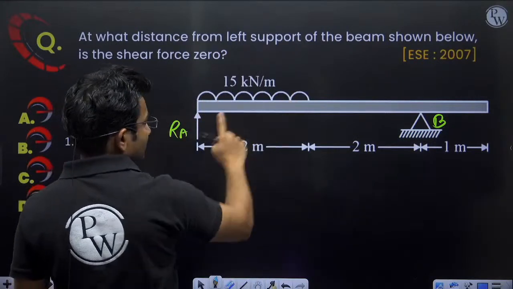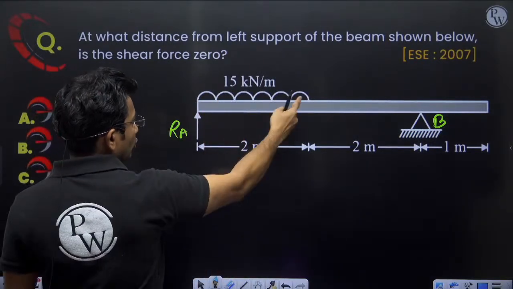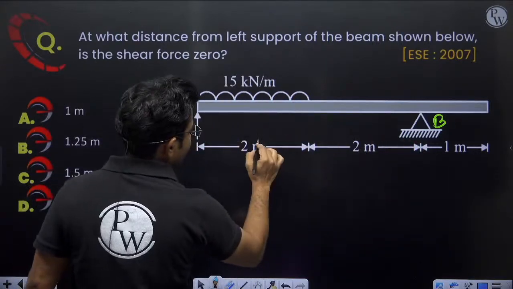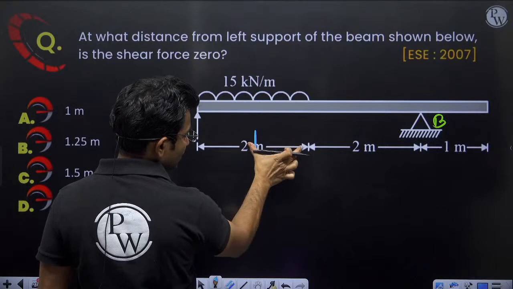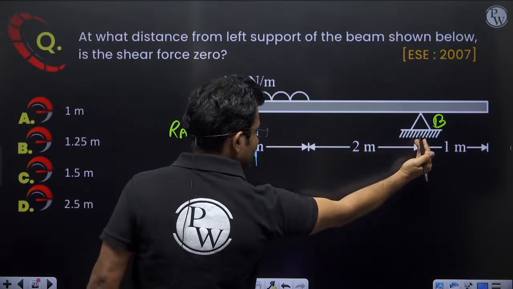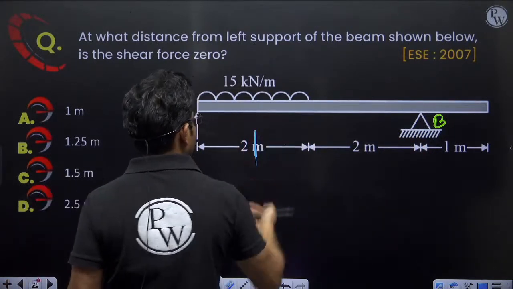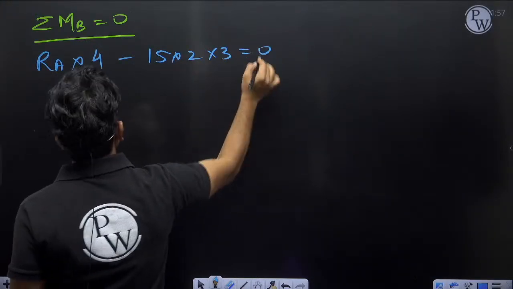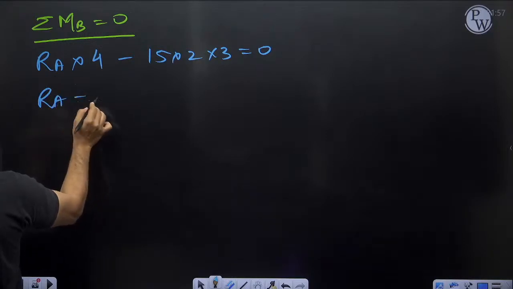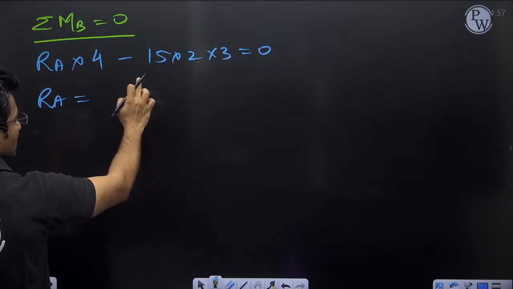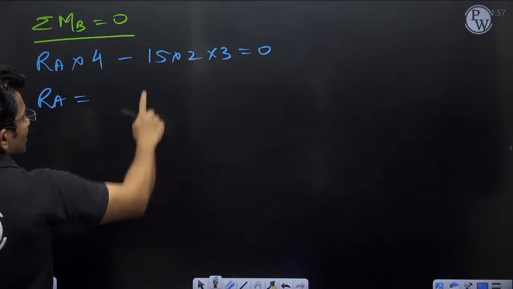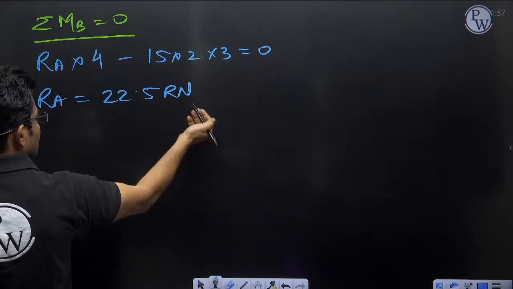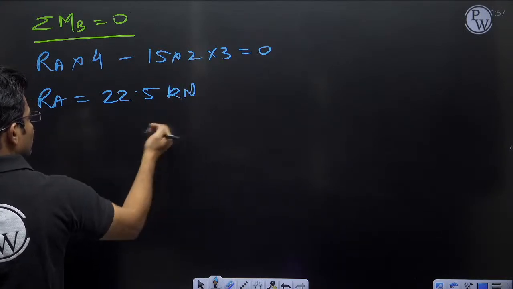So minus, because it is anti-clockwise, load value is 15 into 2. And the perpendicular distance will be at the centroid. Okay, so this will be 1 meter. So distance of centroid from here will be 3 meter. So minus 15 into 2 into 3 will be equal to 0. So RA will be equal to 45 by 2, that means 22.5 kilonewton.